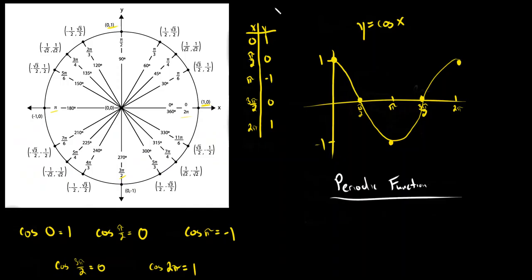So a lot of the same information here. The amplitude of cosine is once again 1. The period is once again 2 pi. And the midline is once again, at first, y equals 0. Okay, so let's jump right into how we can change some of these values.